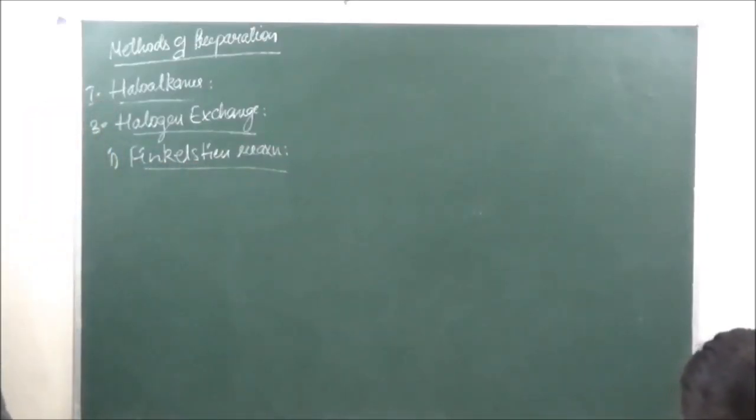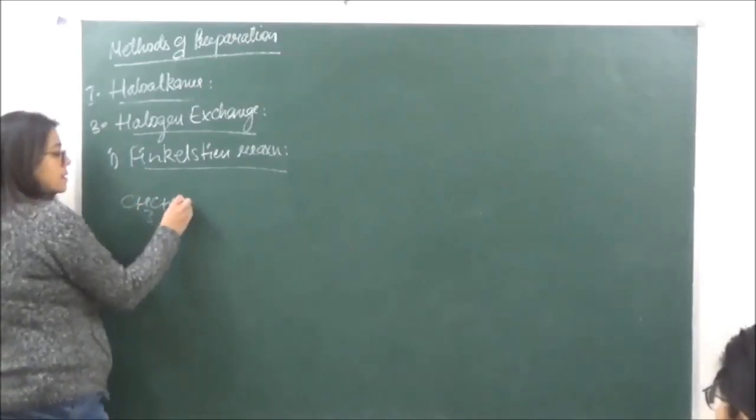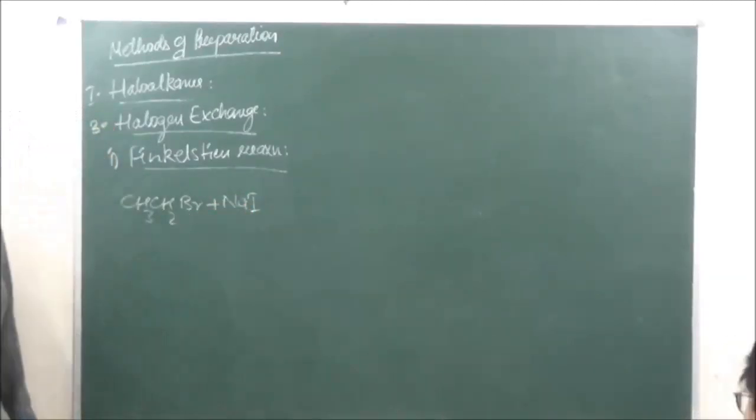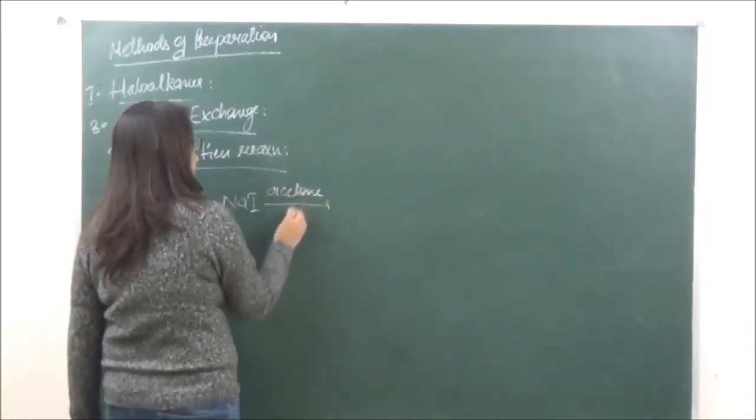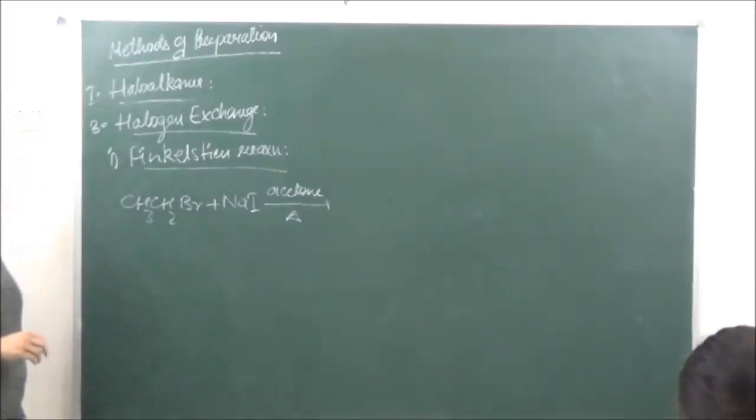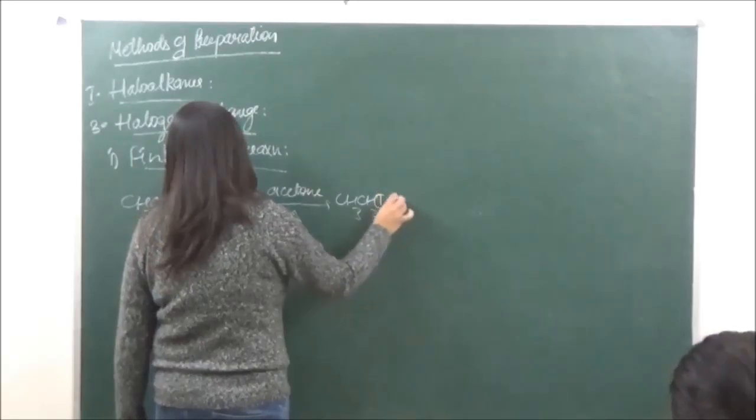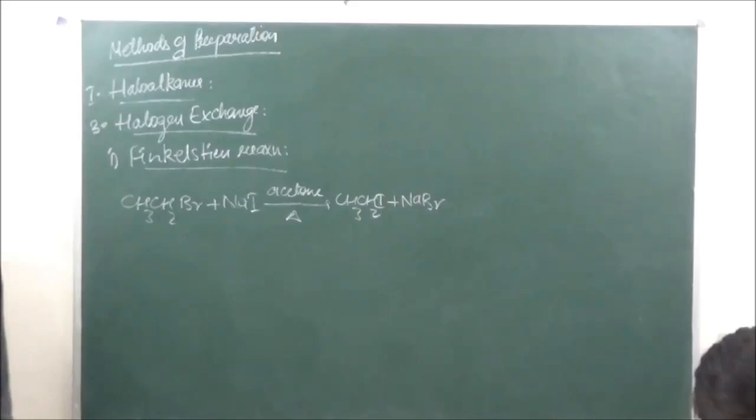Finkelstein reaction. Finkelstein reaction में हम लोग NaI के साथ react करते हैं to replace bromine by iodine. The reaction takes place in presence of acetone, and we heat it over here. So we are going to get CH3, CH2, I plus NaBr. So this is known as a halogen exchange reaction. ठीक है, सिमिलरली आप उसके साथ भी कर सकते हो, क्लोरो के साथ भी कर सकते हो. This is what we are going to get over here.